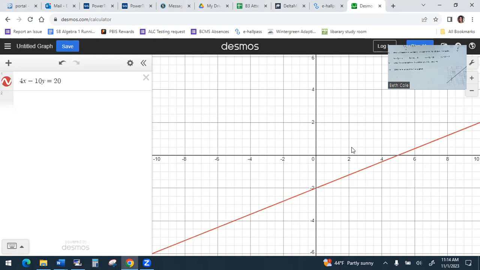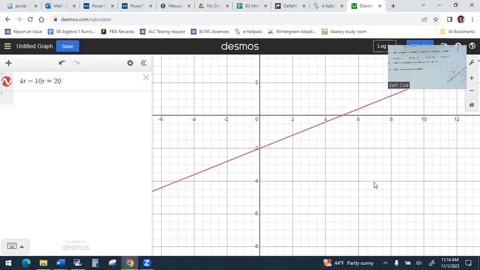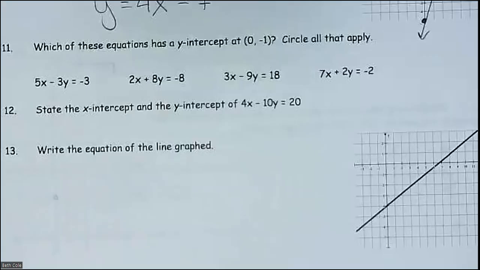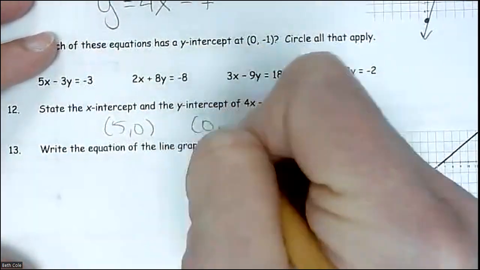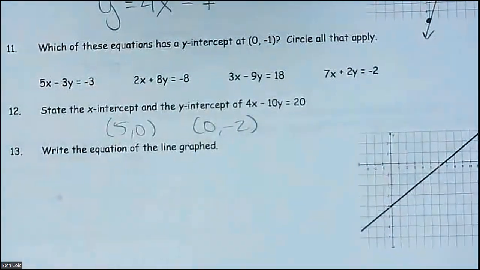What's your x-intercept? Do you see it on here? Yeah, you have to know which part of the graph. Now it's specifically 5, 0. All right, so your x-intercept is 5, 0, and your y-intercept is 0, -2. So yeah, you're using the calculator as a resource, but you still have to know what part of the graph to look at.